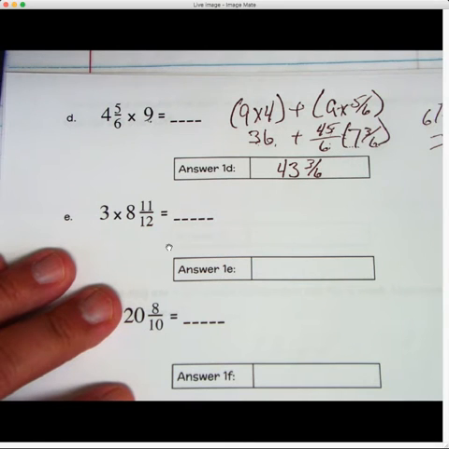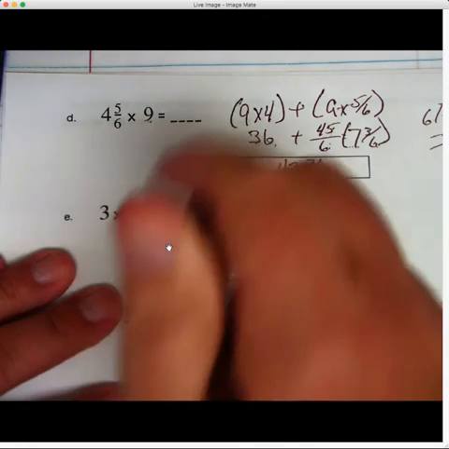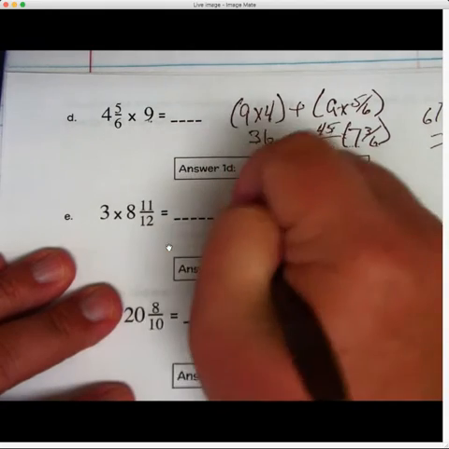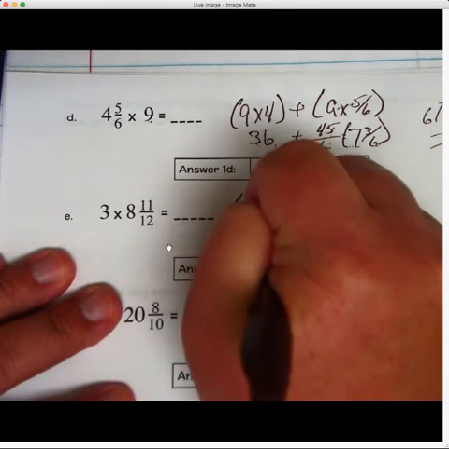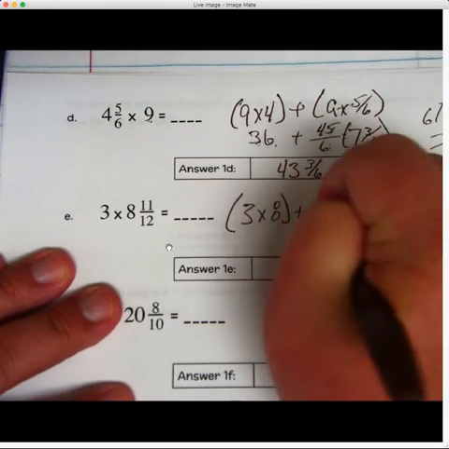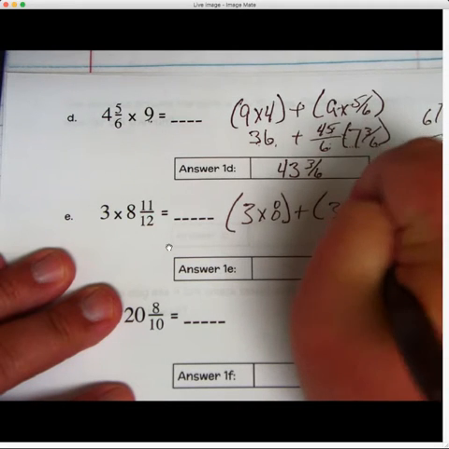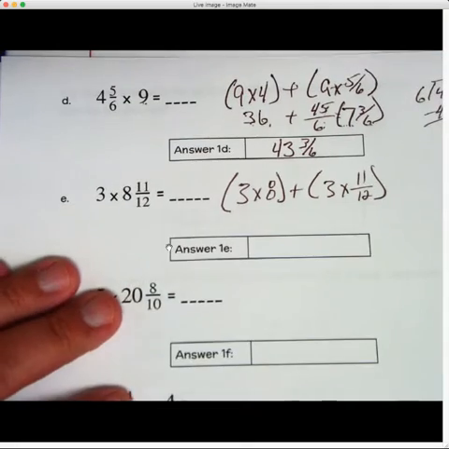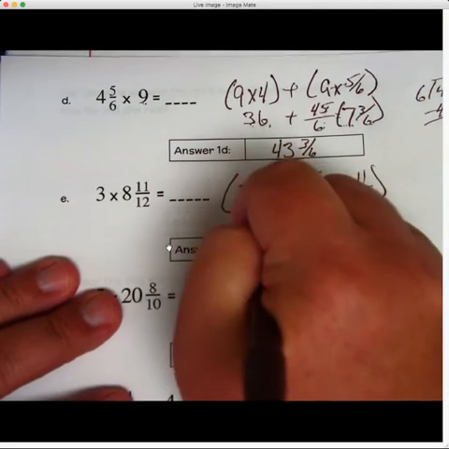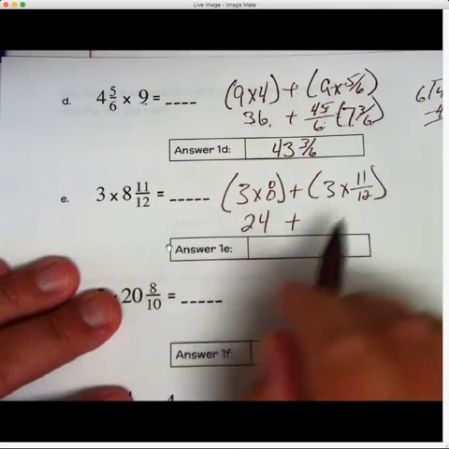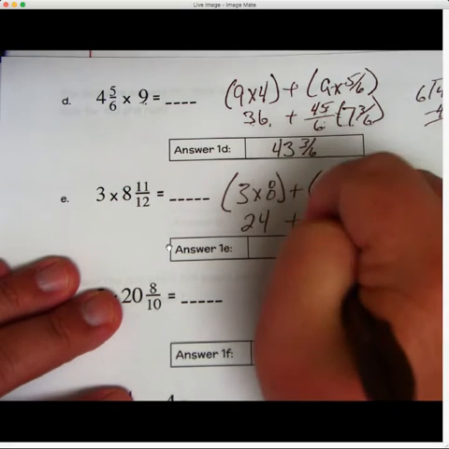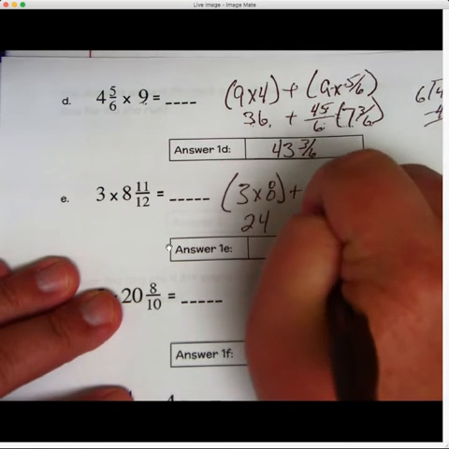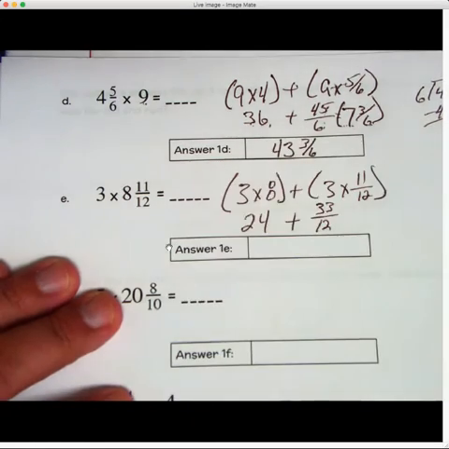Okay. Next problem, 3 times 8 and 11 twelfths. It's the same thing as 3 times 8 plus 3 times 11 twelfths. Let's find these answers. 3 times 8 is 24 plus 3 times 11 twelfths would be 3 times 11 is 33 twelfths.